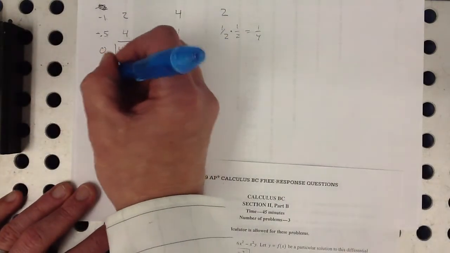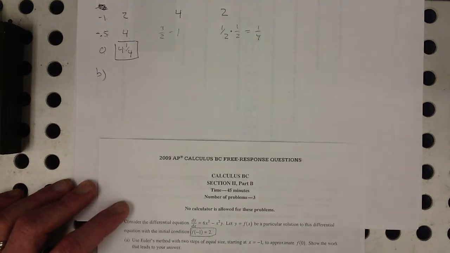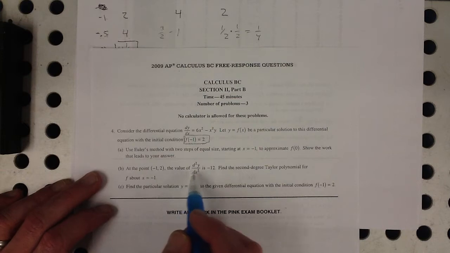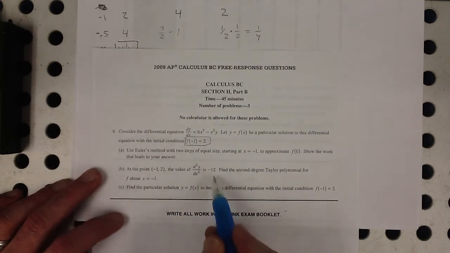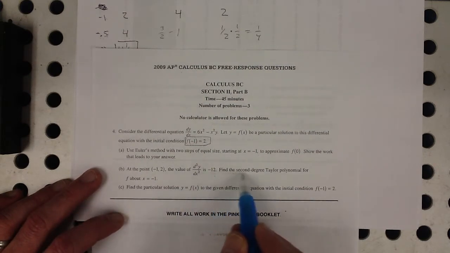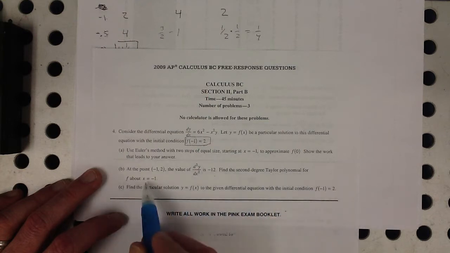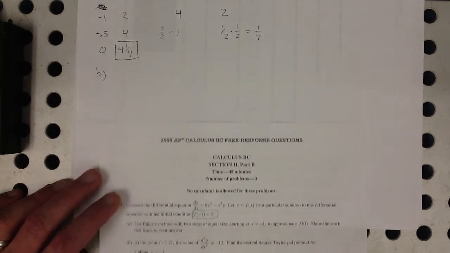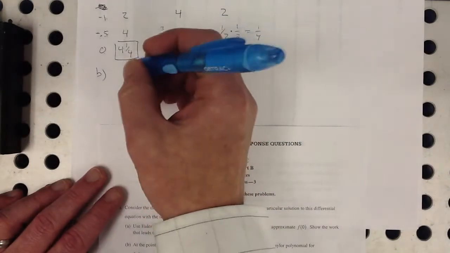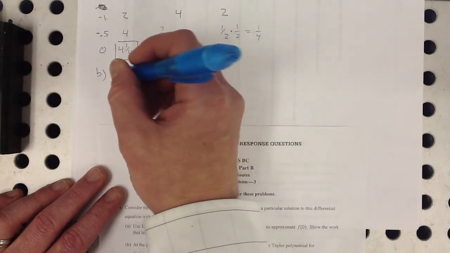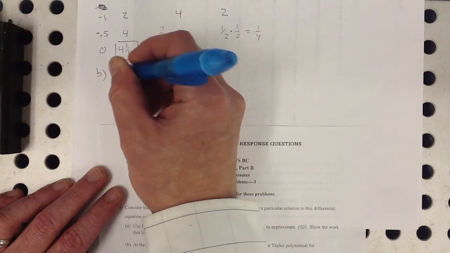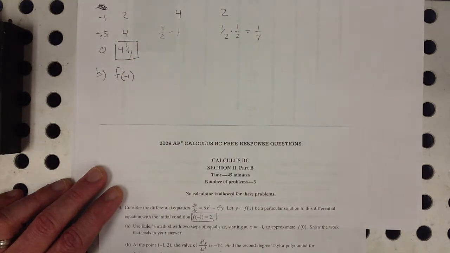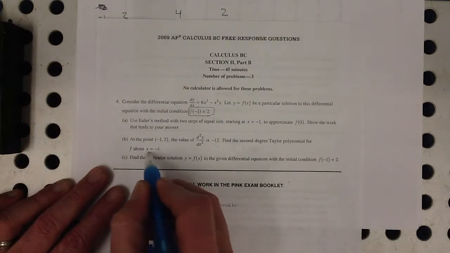For part B, at the point -1, 2, the value of the second derivative is -12. And they want me to find the second degree Taylor polynomial for f about -1. Well, let's see if I could do that. How do you make a Taylor polynomial? You actually find the value of the function at whatever value. This is at x equals -1, right?